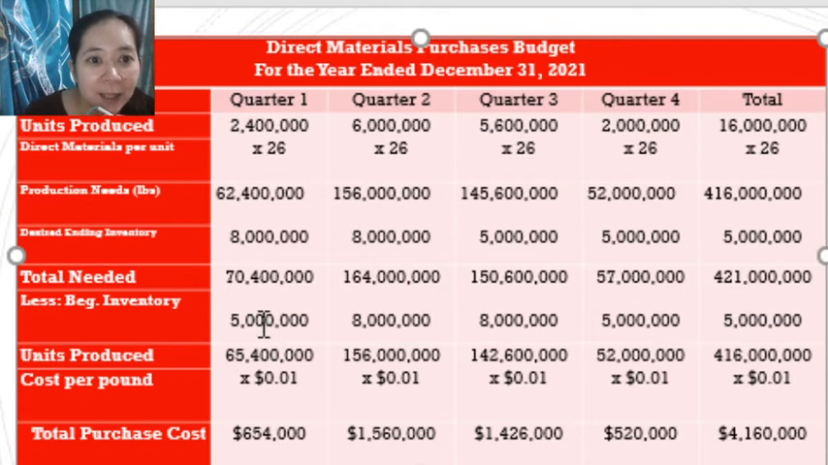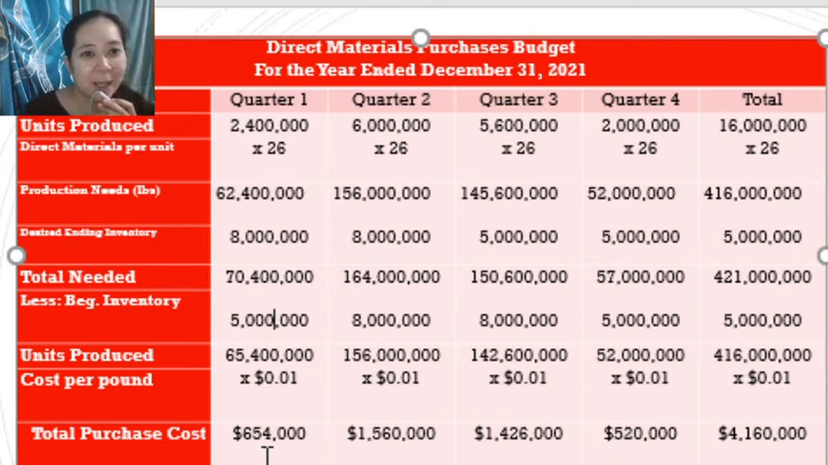Next, after deducting the beginning inventory, the pounds to be purchased are 65.4 million. After that, remember we are preparing the direct materials purchases budget, so here we consider the purchase cost per pound, which is 0.01. We just multiply it to get the total purchase cost.